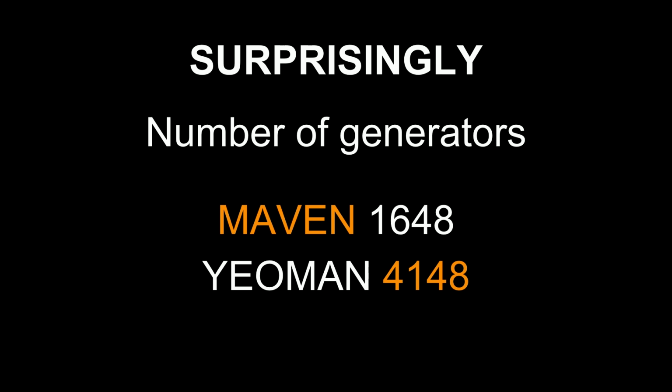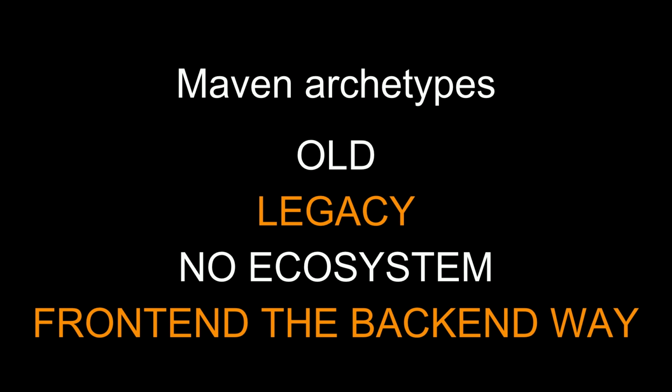Surprisingly enough, if we look at the number of generators that exist, Maven has 1,600 generators, and Yeoman has at least 3 times more in such a short period of time. I guess the reason is that you could consider Maven archetypes to be old legacy, and it really doesn't have a good ecosystem. There's no good way at least to find what archetypes you would like to use. You have to know it. There's no marketplace. You cannot search for the most popular ones.